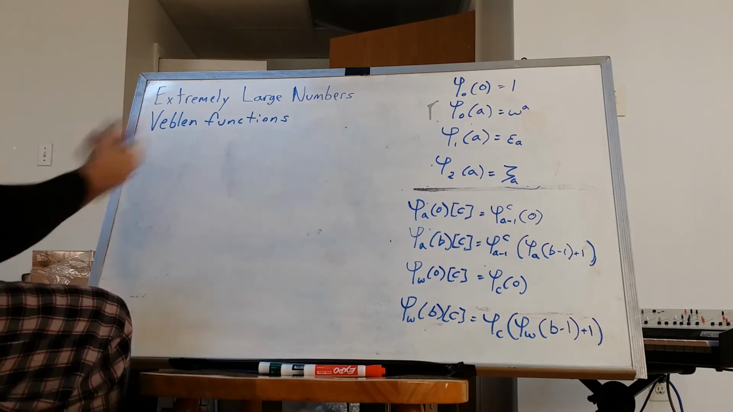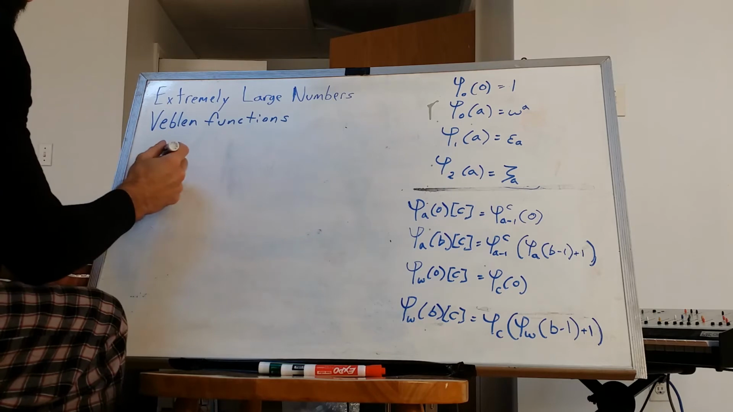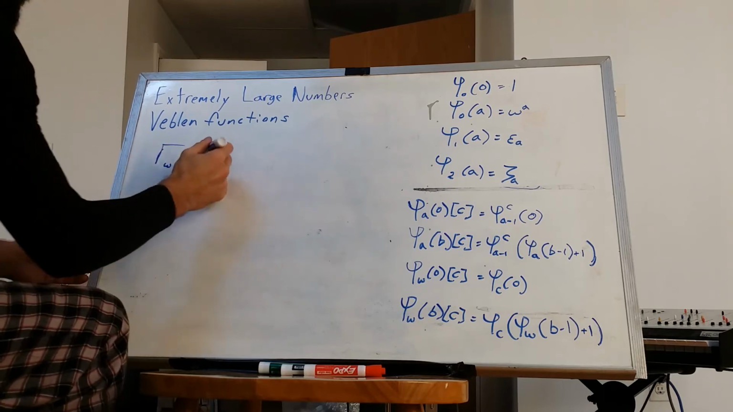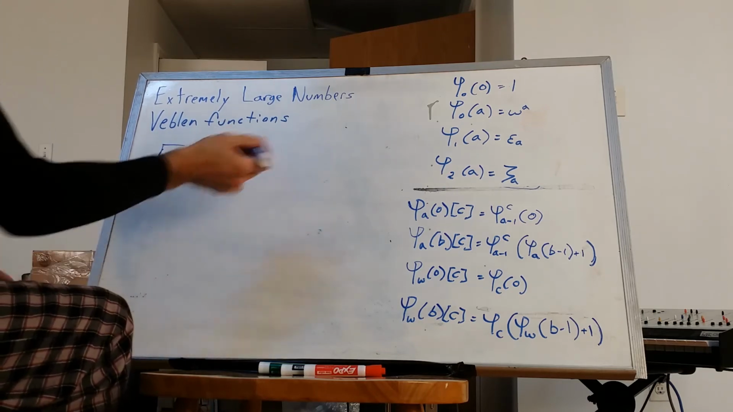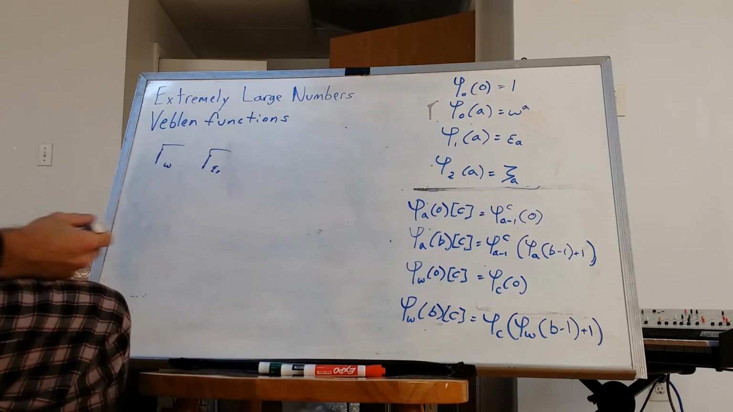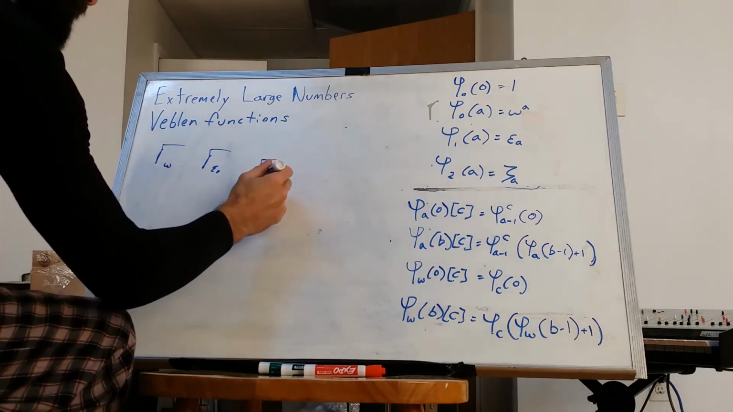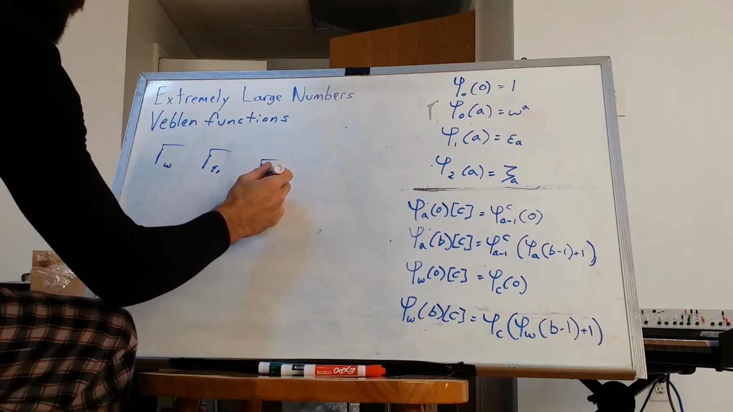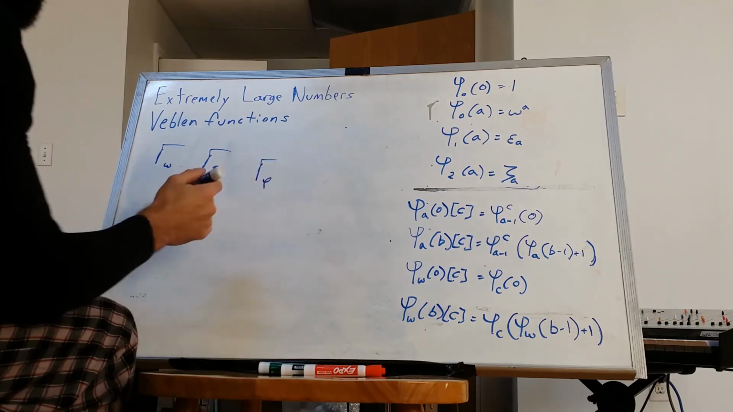You can do the same thing. You can take gamma to the omega. You can take gamma to the epsilon naught. You can take gamma to any of the ordinals that we've created so far. You can do gamma to the phi of whatever.